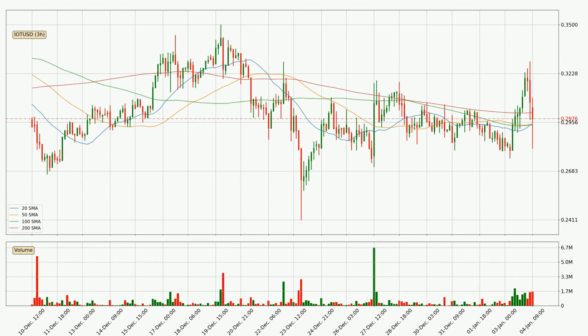Jumping to the 3-hourly simple moving averages, at the moment, the price is between the 20 and the 200 SMA. If the price bounces off the 20 SMA, which is currently at 29.5 cents, it could be seen as a support, and the 200 SMA that is at 30.1 cents could be perceived as a resistance to the upside.